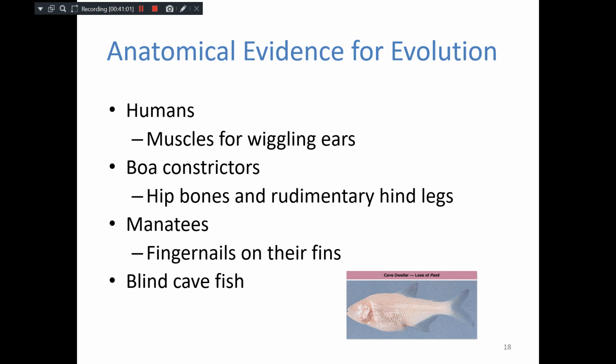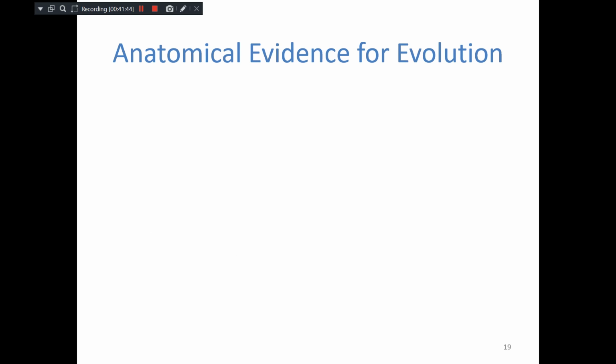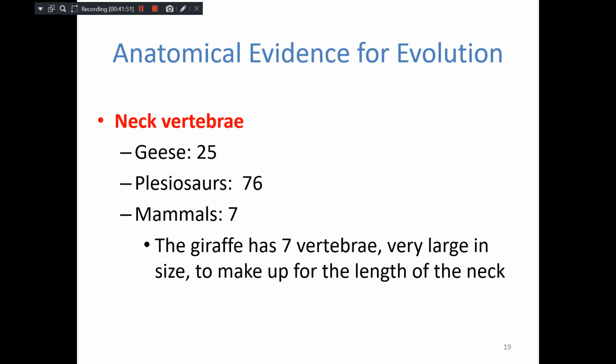Then boa constrictors. In the case of some of the snakes, there are rudimentary hind legs, hind limb bones are there. Then even in one particular fish, there are fingernails on their fins. On the fin, you have a fingernail-like structure, though fingernails or claws are of no use for an aquatic fish. And most of the cave fishes, the fishes which are living in the cave, are blind. Still they have eyes, non-functional eyes. So these are some of the vestigial organs. Like that we can see a lot of such evidences.